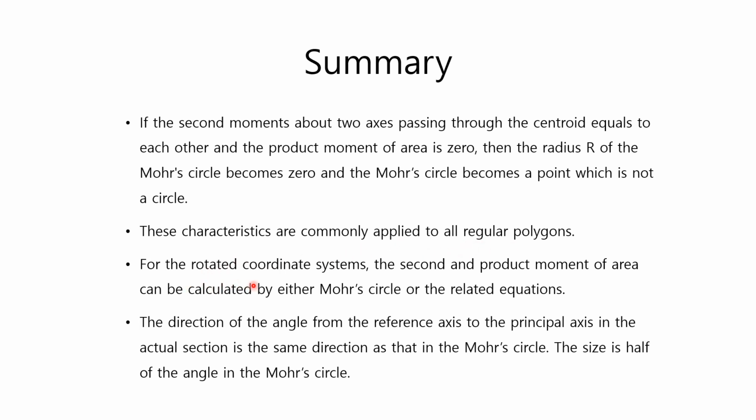For the rotated coordinate systems, the second and the product moment of area can be calculated by either Mohr circle or related equations. The direction of the angle from the reference axis to the principal axis in the actual section is the same direction as that in the Mohr circle. The size is half of the angle in the Mohr circle.